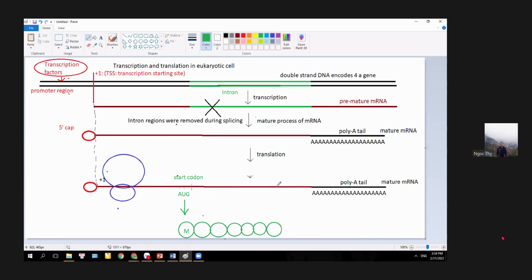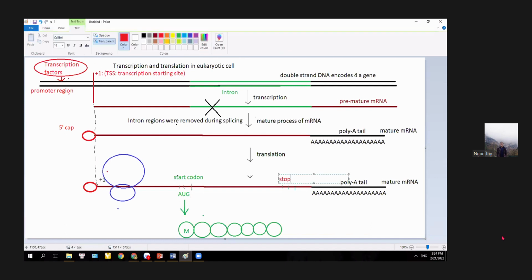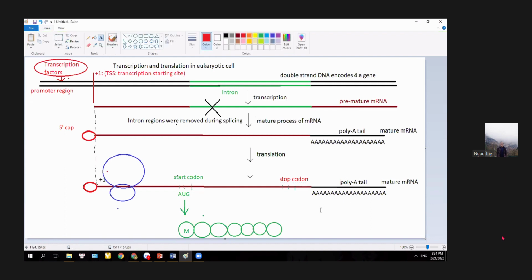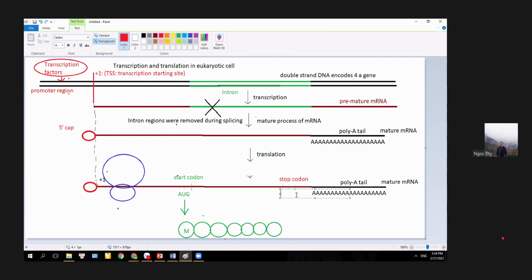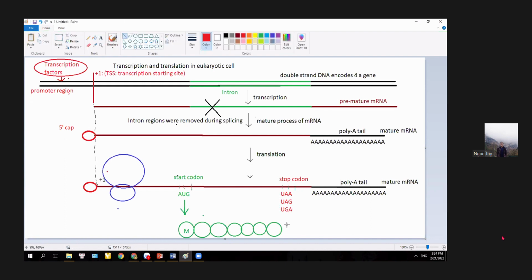Until it reached the stop codon, right? So in the universal coding sequence, the stop codon is UAA, UAG, or UGA. Okay. So at this position, the polypeptide synthesis stops and it is released, and it goes to the post-translation modification.